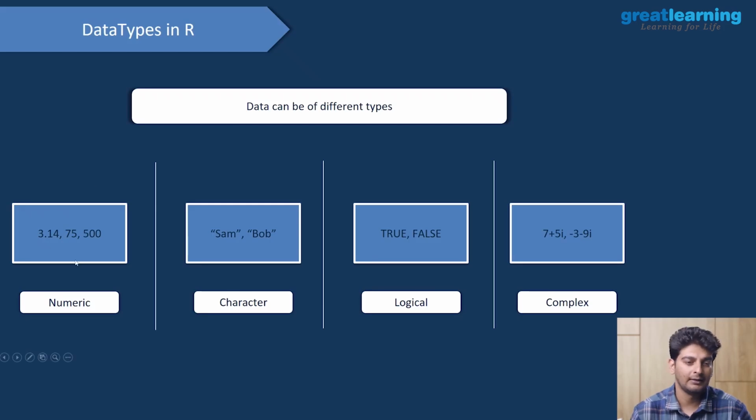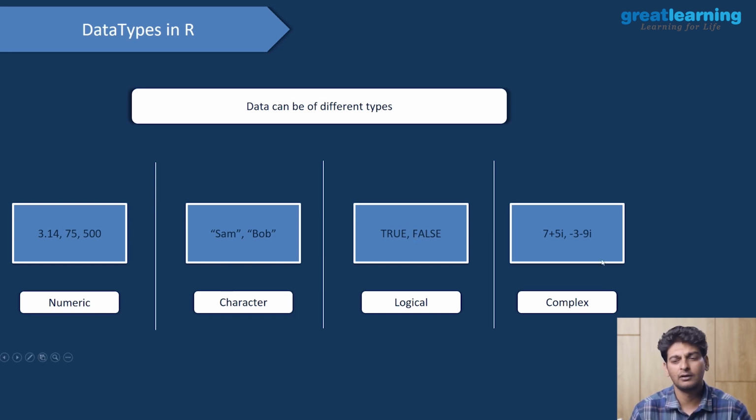Now every variable is basically associated with a data type, and data can be of different types. Data can be numeric. So if you've got numbers such as 3.14, 75 and 500, this is basically the numeric data type. And then we also have the character data type over here. So if you have names such as Sam and Bob, or sentences like "I love pizza" or "my name is Sam", this is basically the character data type. And then we've got the logical data type, where you basically have two values. The first value is TRUE, and the second value is FALSE.